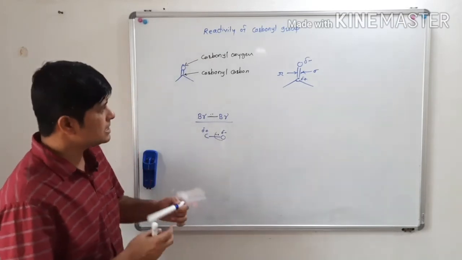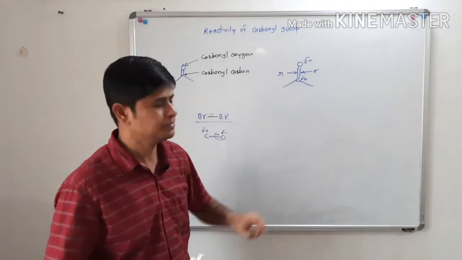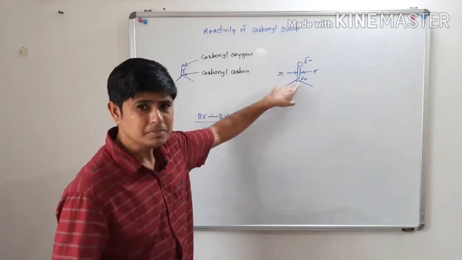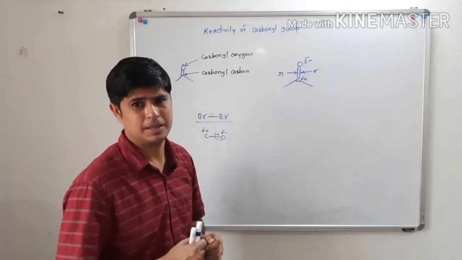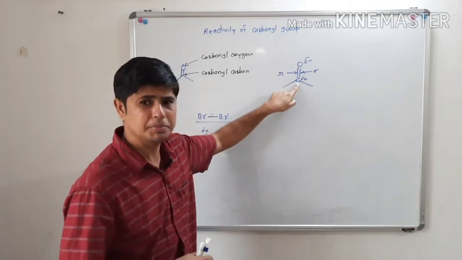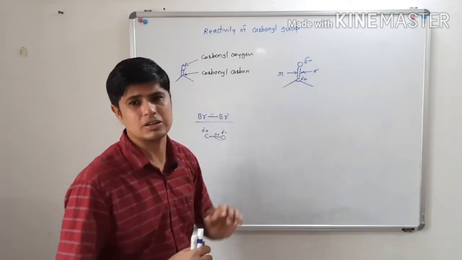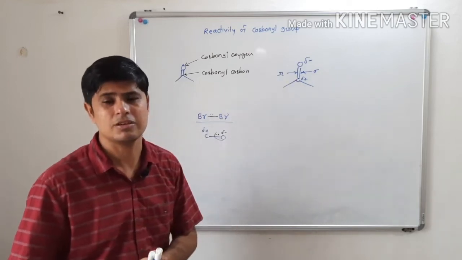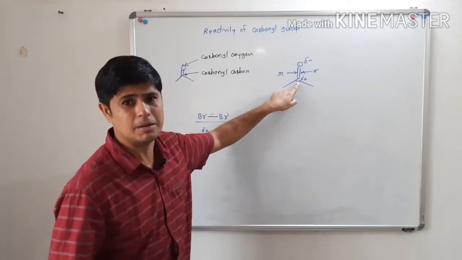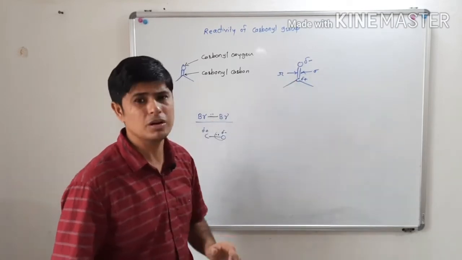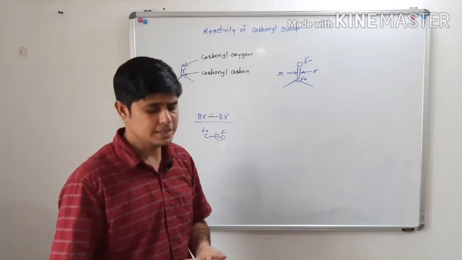So in this nature of the carbonyl group, carbon is electropositive as compared to oxygen. Hence carbon is electron deficient and oxygen is electron rich. Deficient means there is less electron density on the carbon atom, and oxygen is more electron rich.